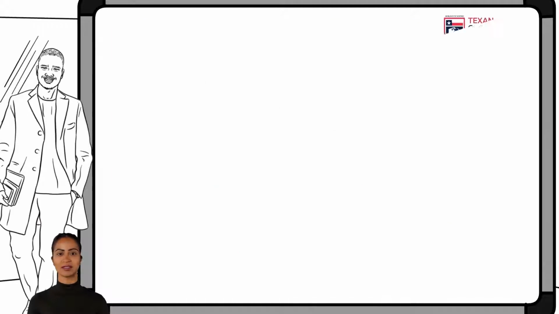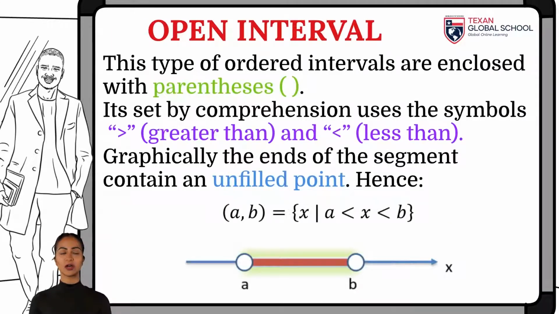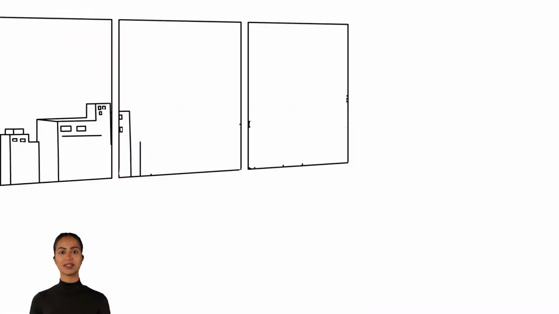The open interval is a type of ordered interval that is enclosed in parentheses. Its set by comprehension uses the symbols greater than and less than. Graphically, the ends of the segment contain an unfilled point. All three representations indicate precisely the same thing. In this case, the variable x represents all the values greater than the element a and less than element b. The elements a and b do not belong to this interval.